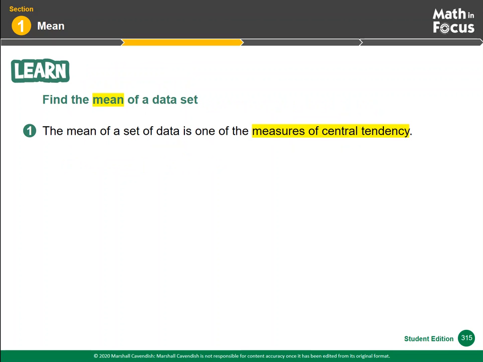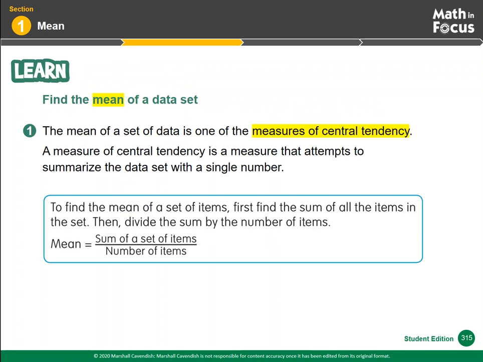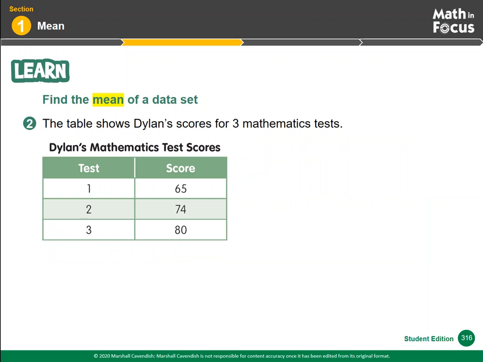The mean of a data set is one of the measures of central tendency. The measure of central tendency is a measure that attempts to summarize the data set with a single number. So it takes lots of numbers and tries to summarize it with just one. To find the mean of a set of items, first find the sum of all the items in the set, then divide the sum by the number of items. So, add up all the items, then divide by how many items there were in the set.